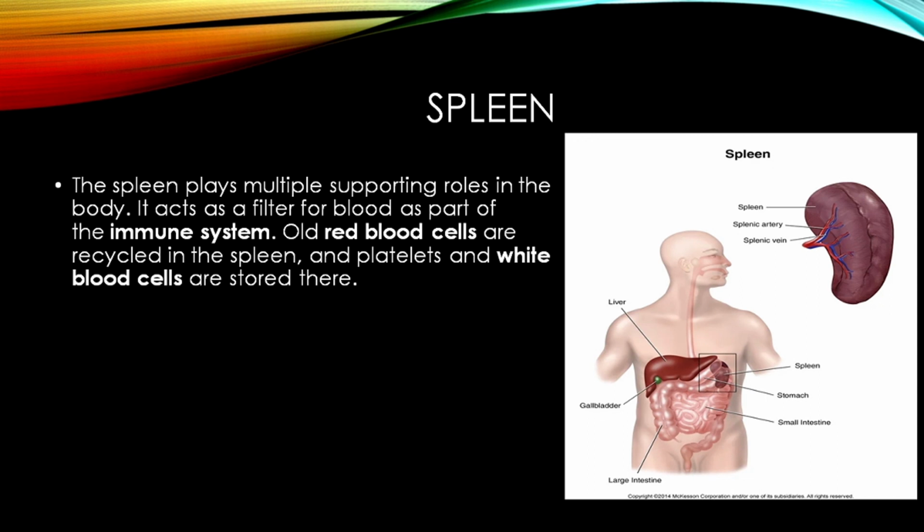Spleen. The spleen plays multiple supporting roles in the body. It acts as a filter for blood as part of the immune system. Old red blood cells are recycled in the spleen, and platelets and white blood cells are stored there.